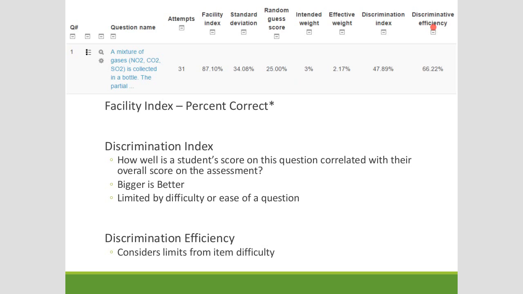This is where the discrimination efficiency statistic comes in. This helps you better tell, based on how hard or how easy the item is, how well things are doing at a discrimination level.